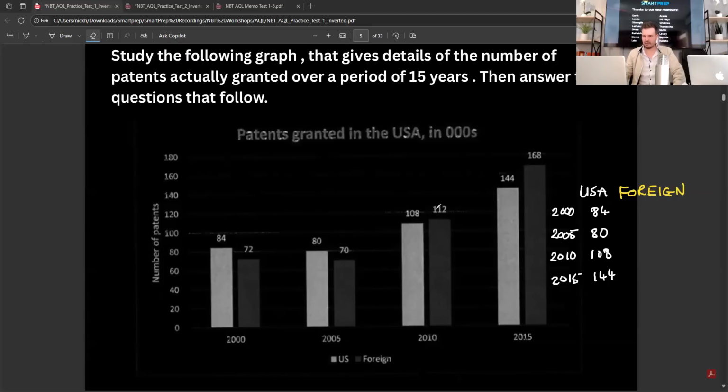Then with the foreign patents, it started at 72, then went to 70, down a little bit, and then up to 112, and then a big increase there, and actually overtook the USA with 168. So that's our data, and now we can proceed to answer the questions.